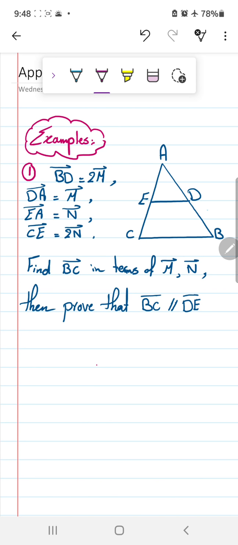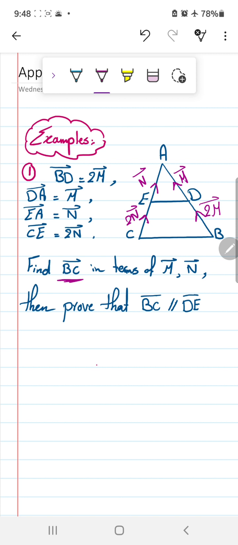Everyone, our lesson today is lesson 4 in unit 4, applications on vectors. We have some examples. Number 1: here we have triangle ABC. The vector BD is 2m vector, so the direction of BD is 2m vector. DA is m vector, so the direction of DA will be m vector. EA is n vector. And finally CE is 2n vector. Find BC vector in terms of m and n vector.